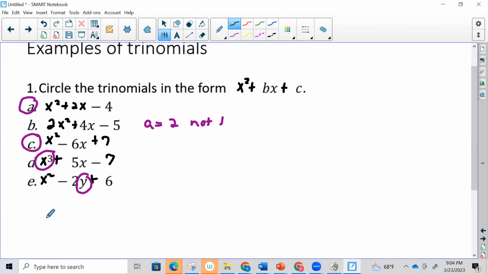So again, I could have like y squared minus 2x plus 3. That's in the, nope, sorry. Y squared minus 2y plus 3. This is in the correct form because the first variable is squared. The next variable is that same variable to the first power and then a constant at the end.